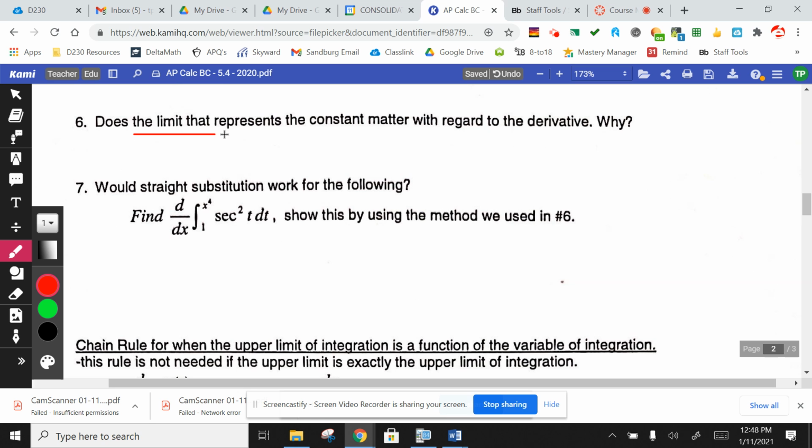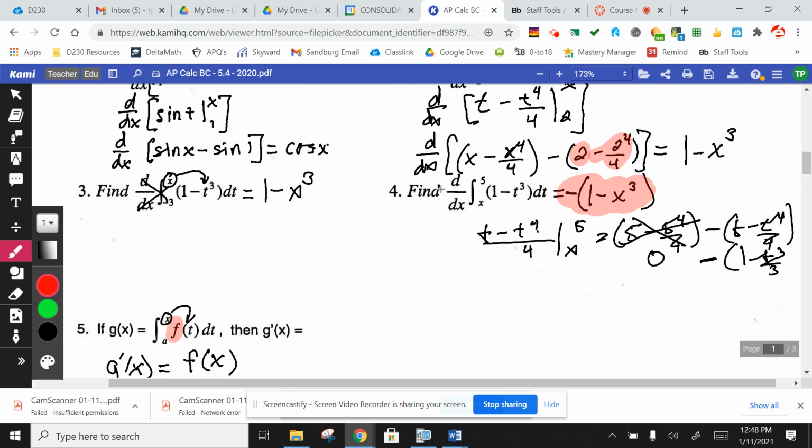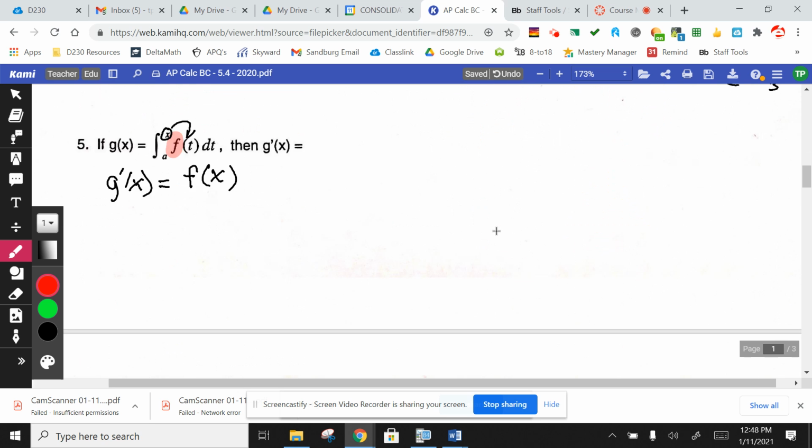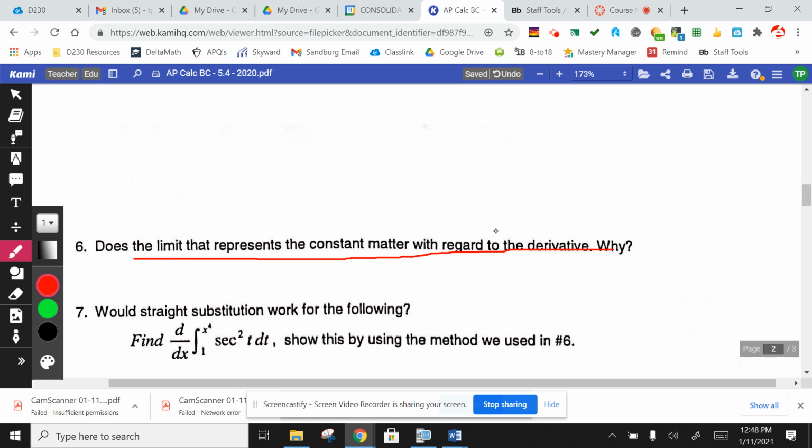In number 6, it said, did the limit that represented the constant matter in those previous questions? Notice how I deliberately gave you 1 minus t cubed each time. The constant here was a -3, here a 2, here a 5. Did that matter at all? Did that change our answer in any of these? No. So our answer there is no. And then the question is why?